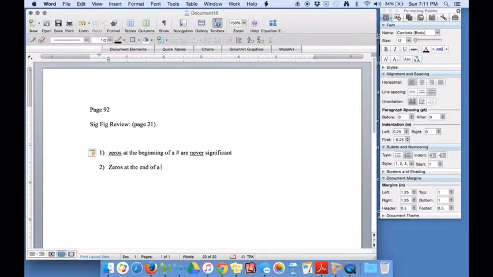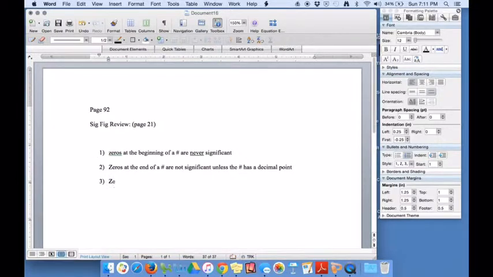zeros at the end of a number are not significant unless that number contains a decimal point. So if you have a number like 0.100, those last two zeros are significant.